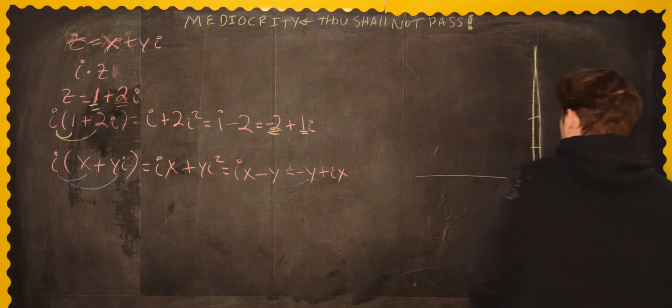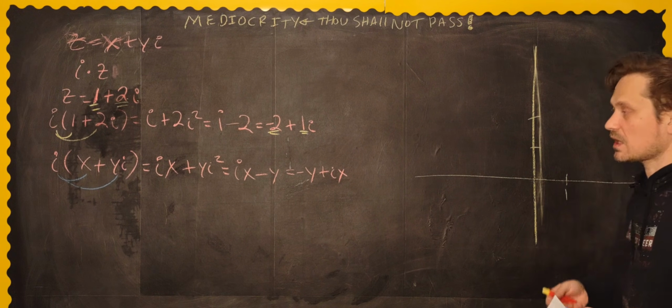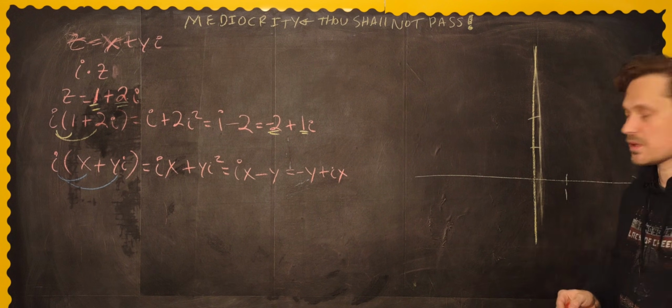And then perhaps you know that a complex number is representable as a kind of arrow, essentially like a vector, in a plane.